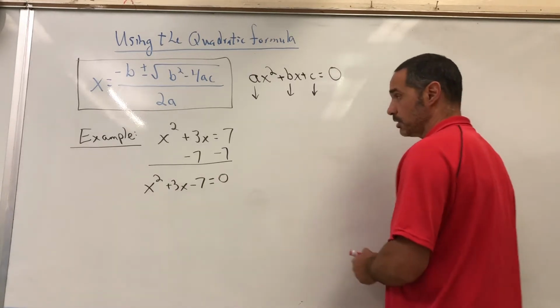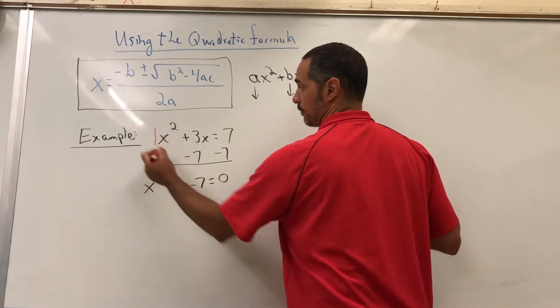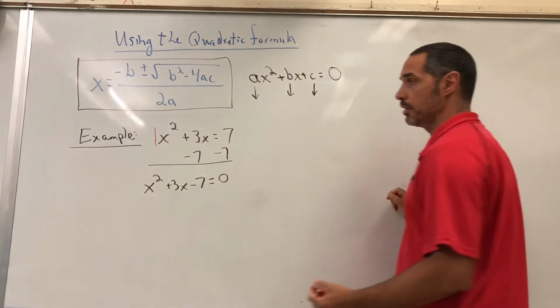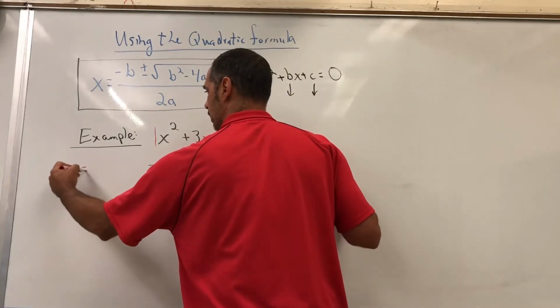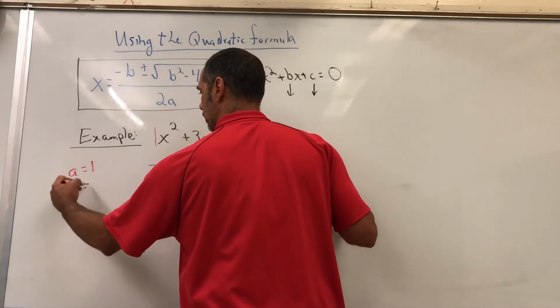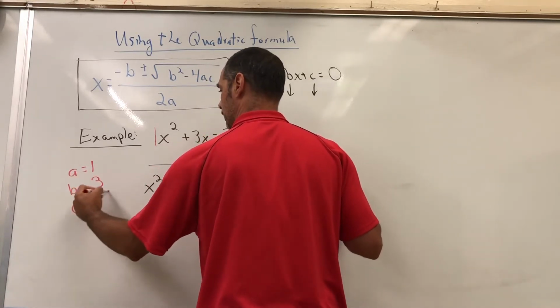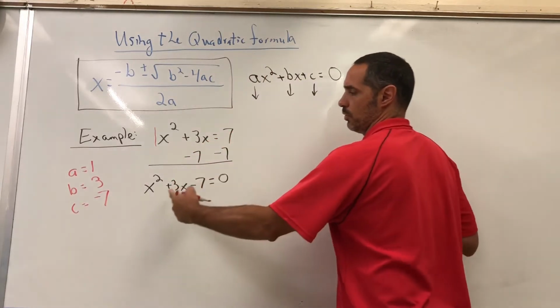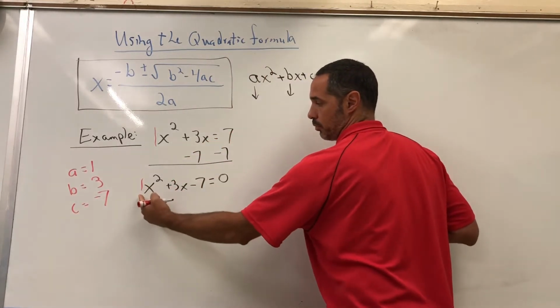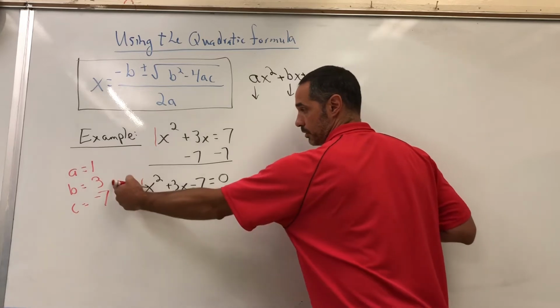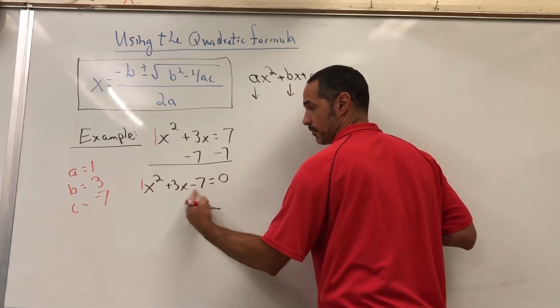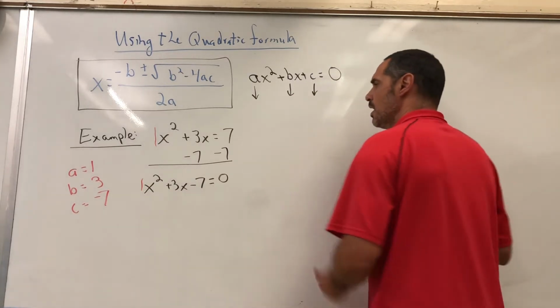And the coefficient, when we don't see a number in front of x squared, we understand there's going to be a 1 there. So I have a equals 1, b equals 3, and c is equal to negative 7. So there's an understood 1 there, that's a positive 3, and then that's negative 7 for the constant term, so that's c. And then I put it in the formula.